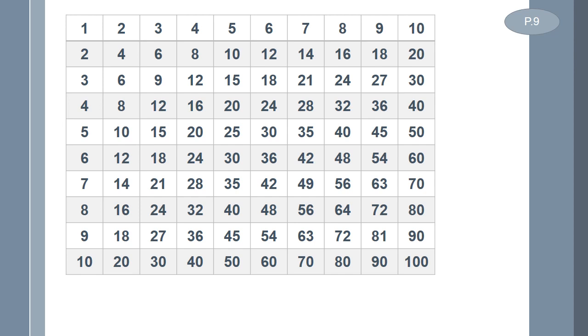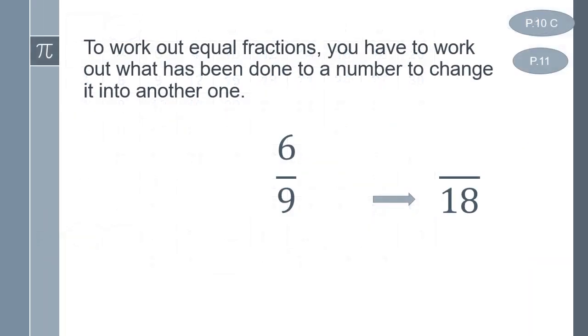So let's look at this square. Let's find our 9 row, because that's the bottom number of the fraction we're working with. We've got 9 there. So we have to work out what we do to that 9 to turn it into 18. So on the 9 row, find the number 18, and then if you go up all the way to the top, you find the number 2. And what that is telling us is 9 times 2 equals 18. So what we've had to do to this 9 is times it by 2 to turn it into 18.